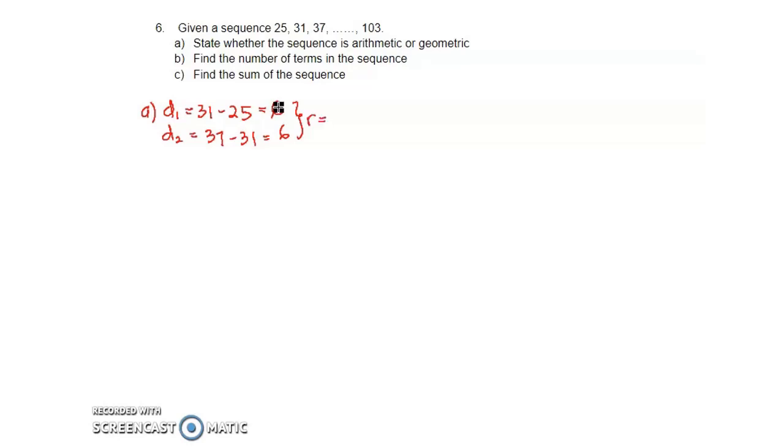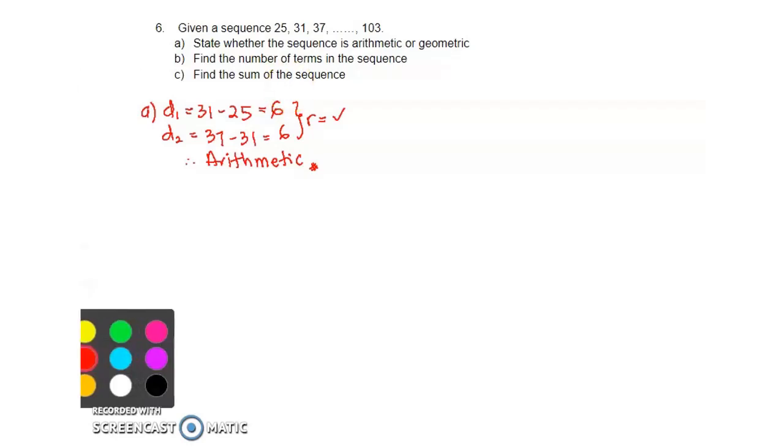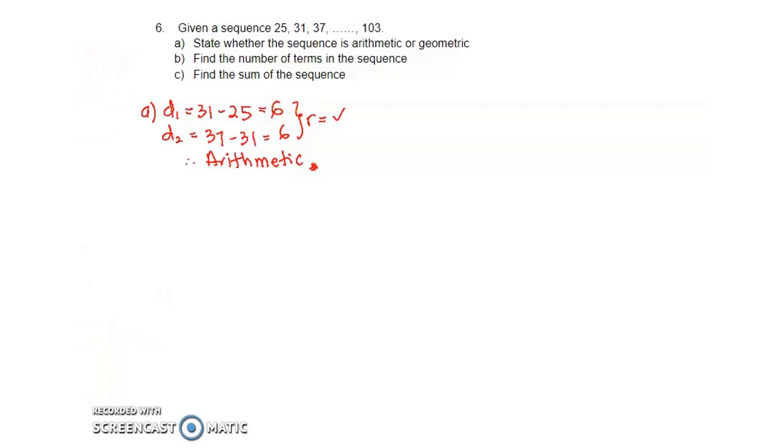Since the values are the same, this proves that the given sequence is an arithmetic sequence. So that's how we determine whether the given sequence is arithmetic or geometric. If, for example, here you get 3, then 6 and 3 are not the same, they are different, which means this is not an arithmetic sequence. The value of D or the value of R must be the same throughout the sequence.